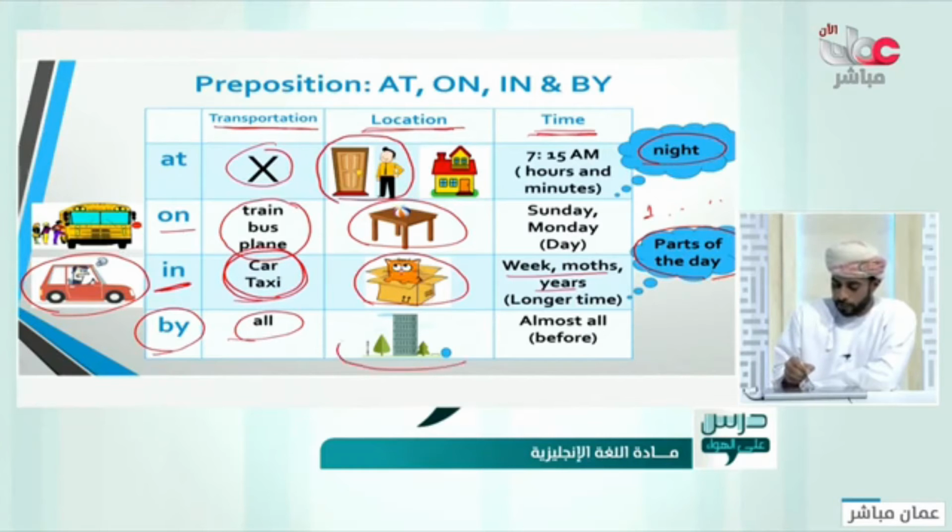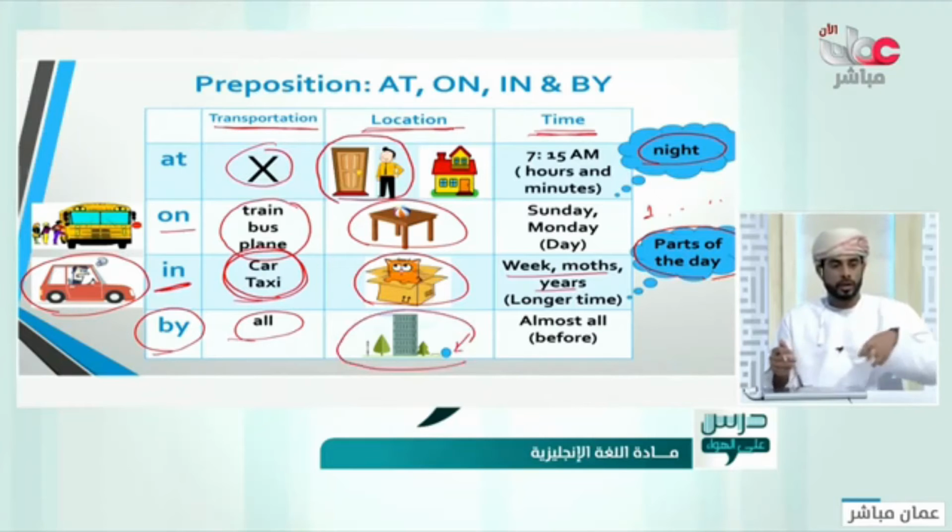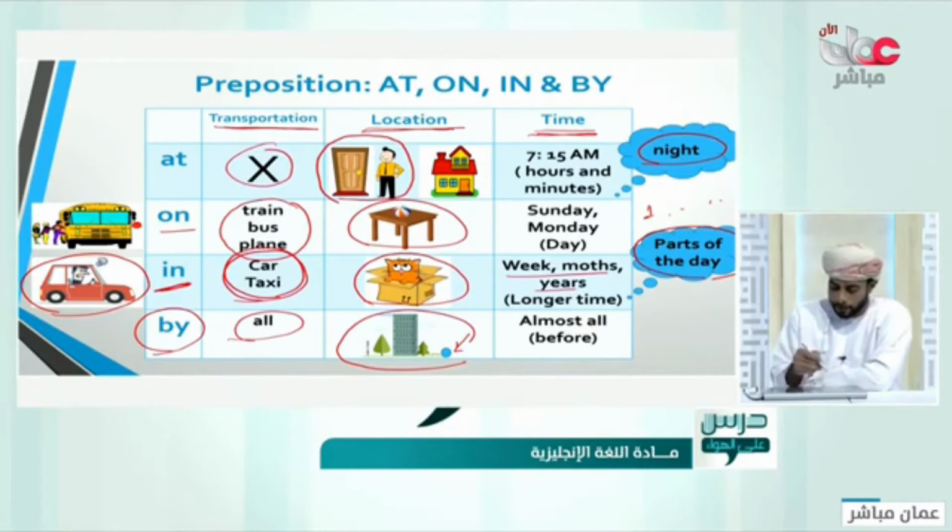Also with location, you can say that he is by the building. By the building. It means here, near. I don't know exactly where, but he is by the building there. Someone near the building, right or left of the building, in front or in the back of, or behind the building. But he is by the building there.